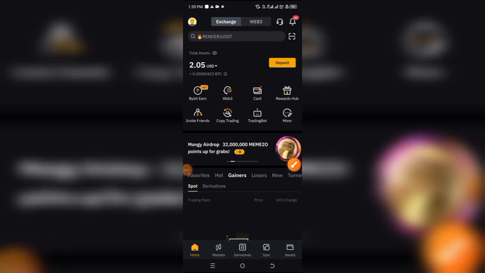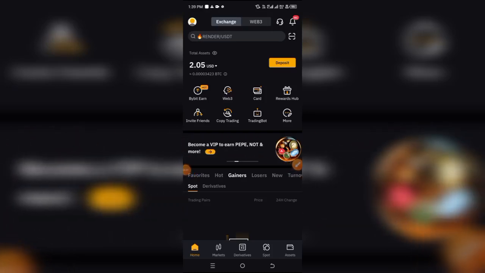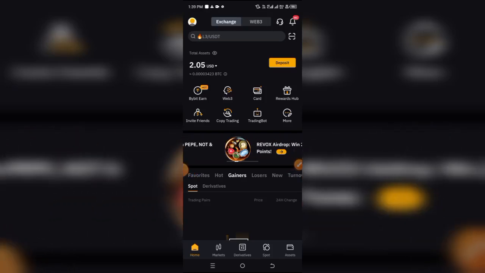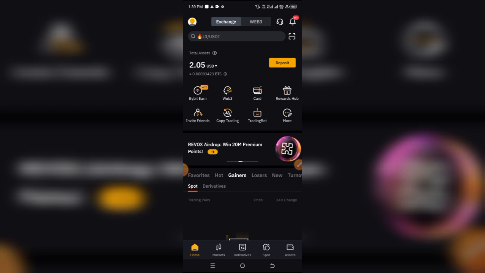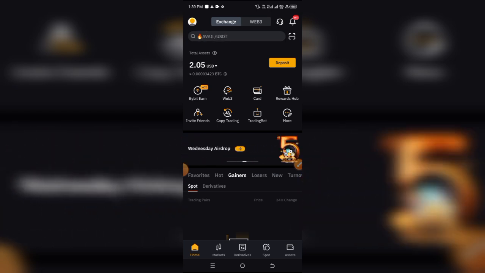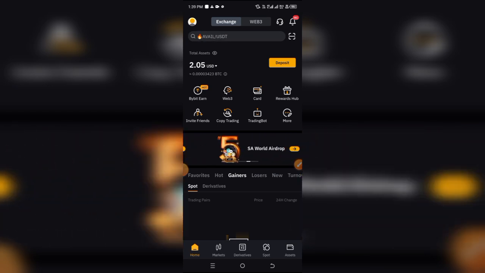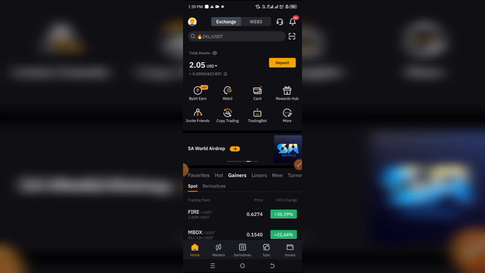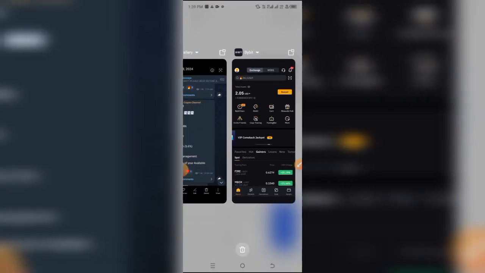How to trade signals on Bybit. So guys, I'm just going to be going through the exact step-by-step guide on how you can copy a signal that is being sent to you and how you can execute that trade on Bybit if you're a complete beginner. I'm going to be using this signal right here as an example.